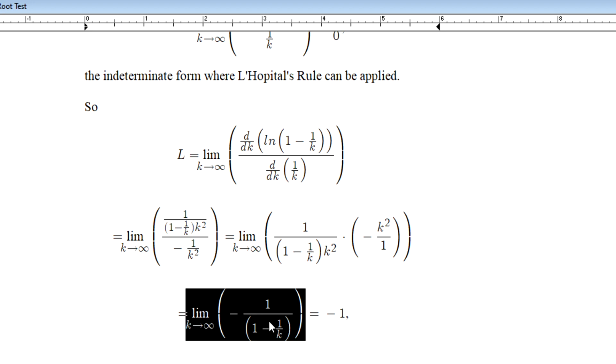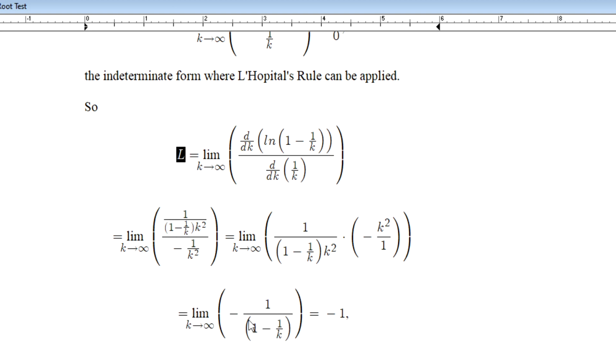If we evaluate that as our limit, the limit as k heads to infinity for our value of L here, we will then see that as k heads to infinity, 1 over k will head to, again, 0. 1 minus that, 0, will be 1, and 1 over 1 is also the value of 1. So with that minus out in front, this result is negative 1 in value. So L is negative 1, and remember what L is.